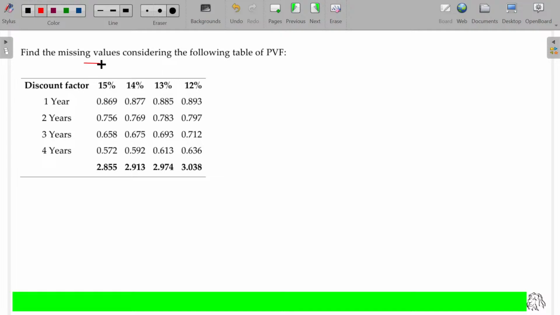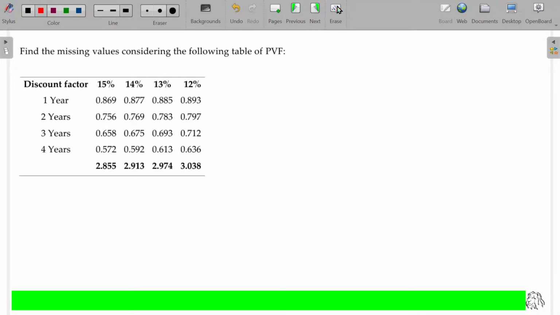Find the missing value considering the following table of PV factor. That's how the examination question comes. You have been given discounting factors for 15, 14, 13, 12. So from this, it's very clear the IRR could be any one of these values or between these values. Okay, that's how you can guess. So don't panic. So how can I guess and get our answer?